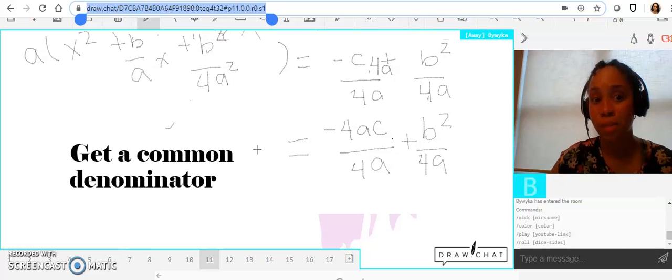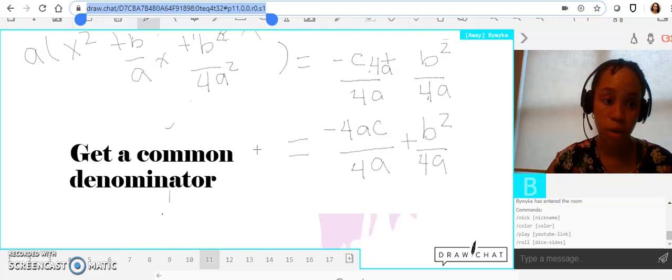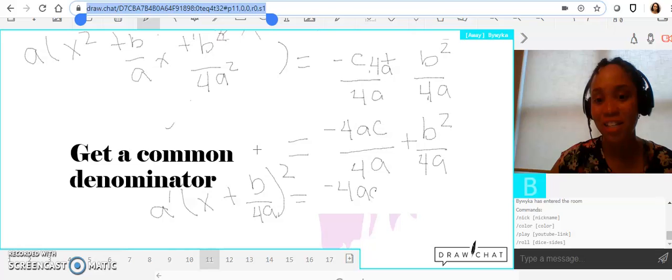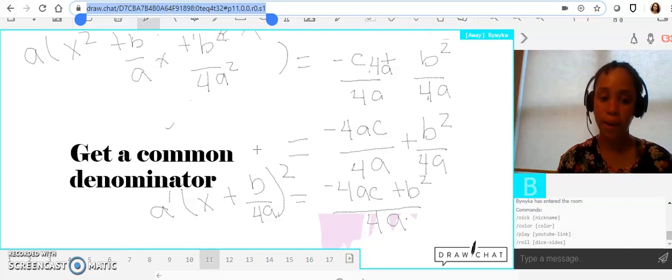So now I can combine those, right? And I can also reduce this because I completed the square, so that means that I can condense it to square form. So I have a times x plus, remember I just take the square root of everything there, b over 4a, now it's squared, equals, and I'm going to, well, no I won't, not yet. So 4ac plus b squared, and now I have just that one denominator of 4a. Okay?